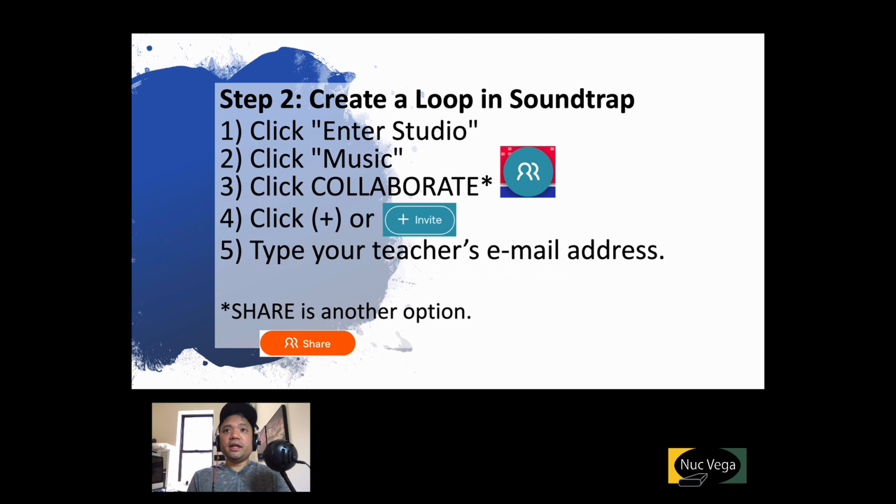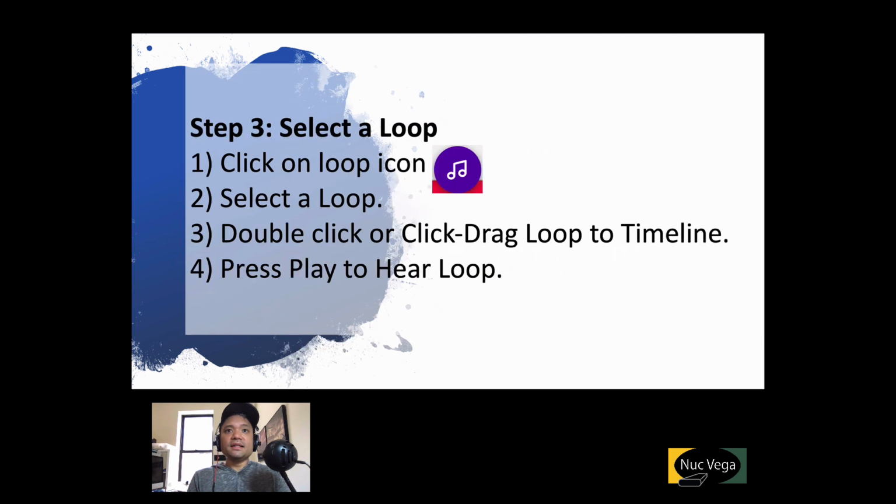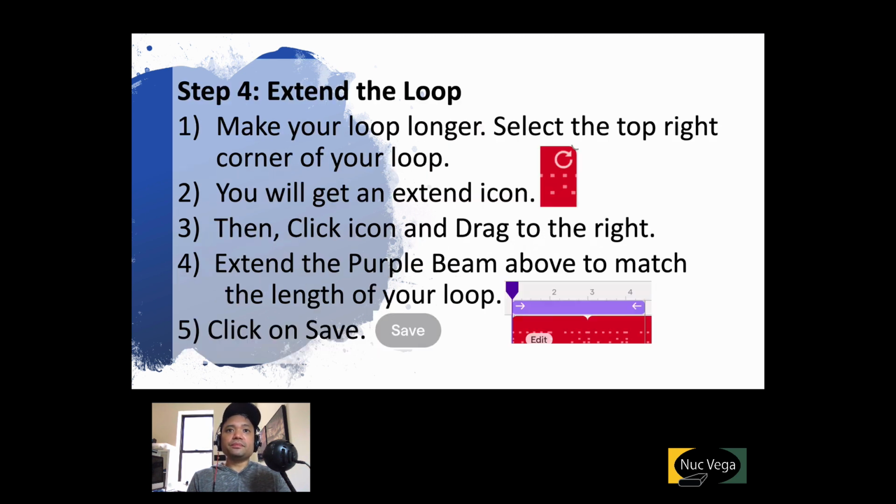Step two, create a loop in Soundtrap. You click Enter Studio, you click Music, you click on the Collaborate icon, or you could click Share. You click Plus or Invite, and you type in your teacher's email address. Step three, select a loop. You click on the loop icon, you select a loop, you double click or drag the loop onto the timeline, you press play to hear the loop.